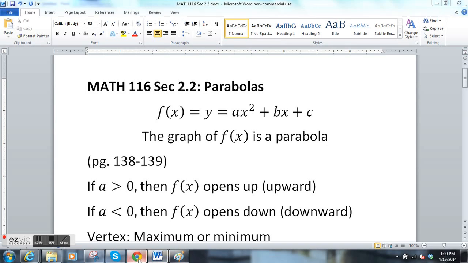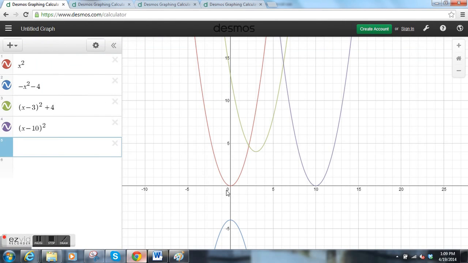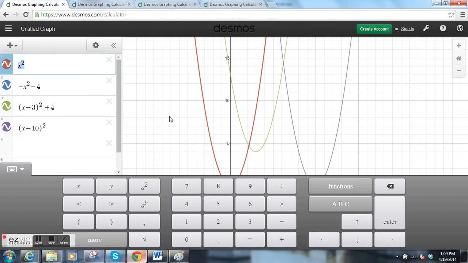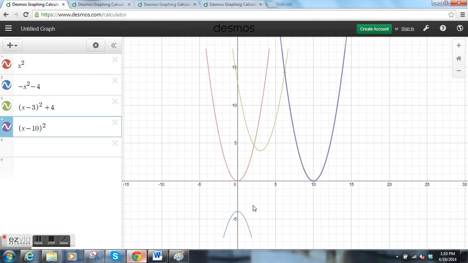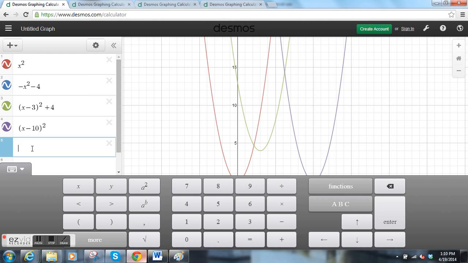I have several parabolas here that I can show you. So here's the basic parabola right here, y equals x squared. Here's another parabola that's shifted up. Here's one that's shifted over to 10. Here's one that faces down. So parabolas can be up, down. Here I could make one that's wider, 10x squared, like that. Let's see what that one looks like.